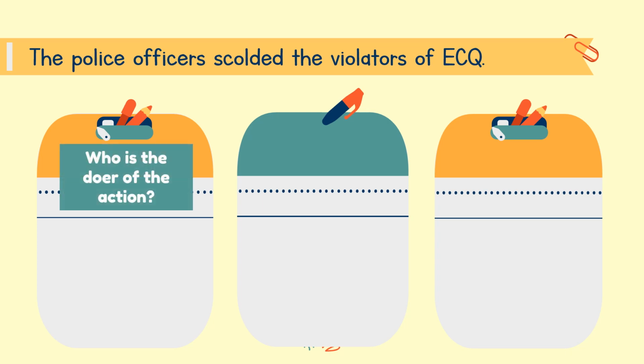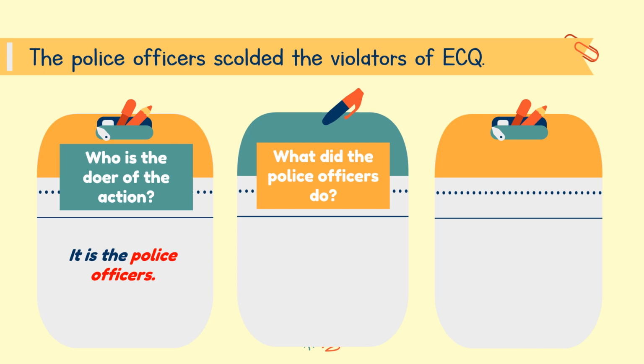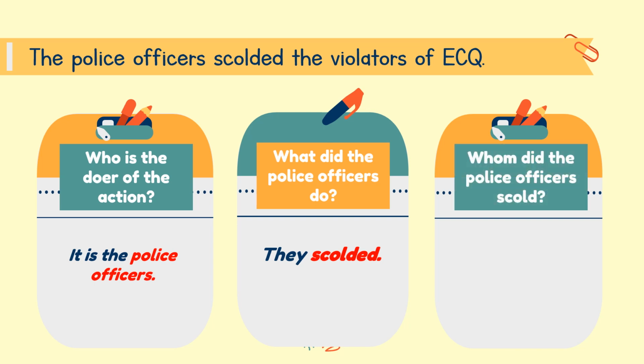Who is the doer of the action? It is the police officers. What did the police officers do? They scolded. Whom did the police officers scold? The violators. In our sentence, the words police officers are our subject. The word scolded is our verb. And the word violators is our object.